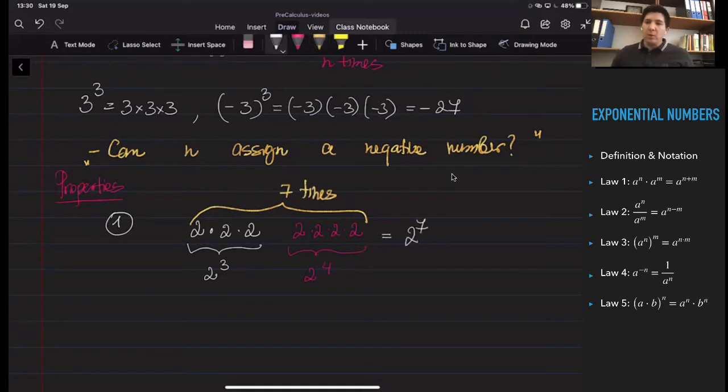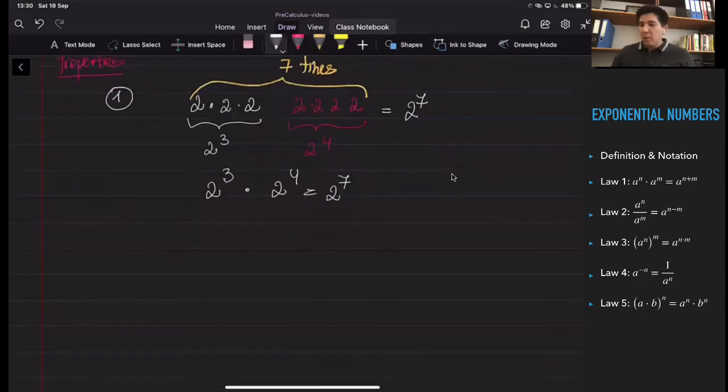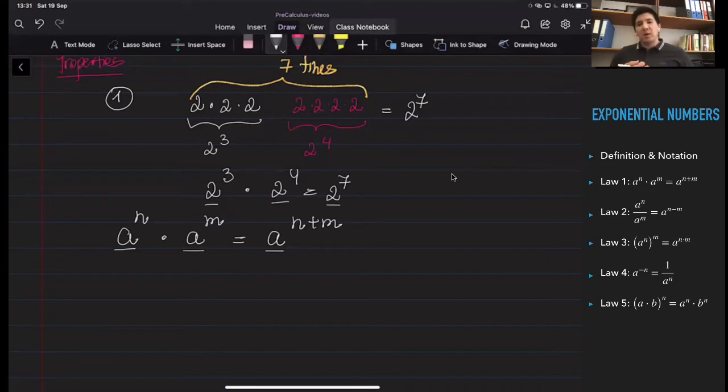So the law is that if you multiply 2 to the power of 3 by 2 to the power of 4, it's going to be equal to 2 to the power of 7, which defines our first law: a to the power of n times a to the power of m is equal to a to the power of n plus m, where please note that the bases are the same. We can work this way only when the bases are the same.